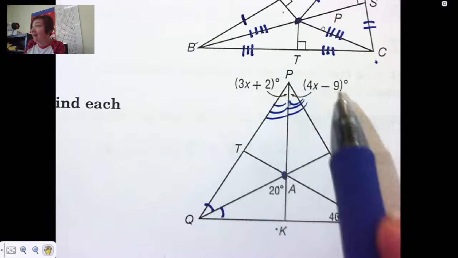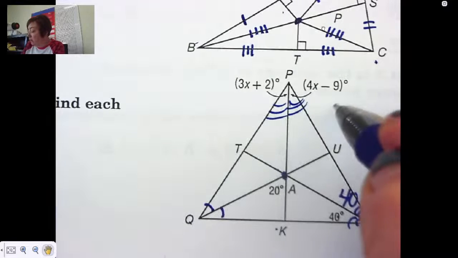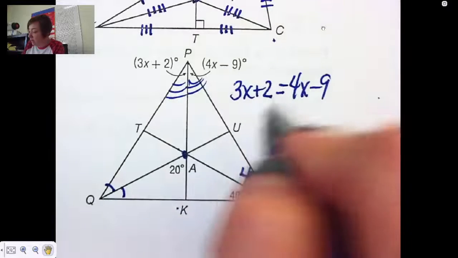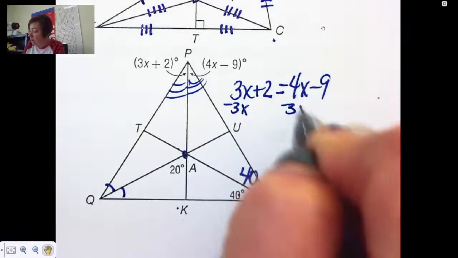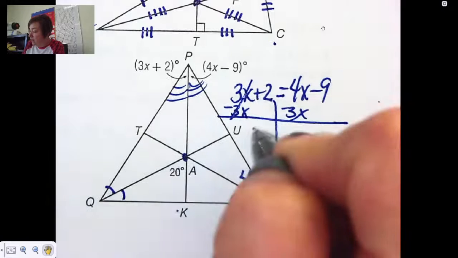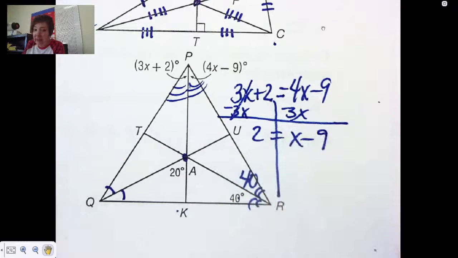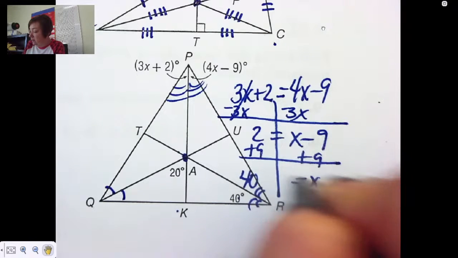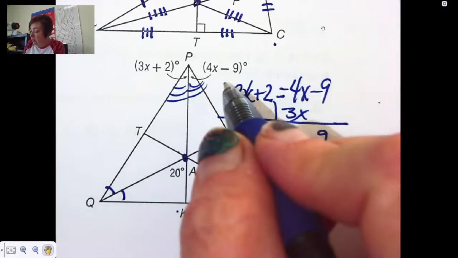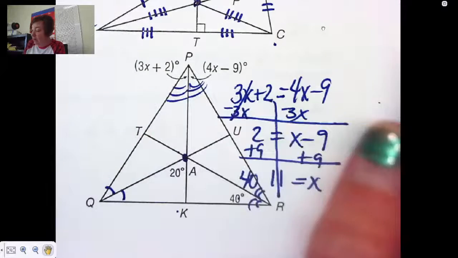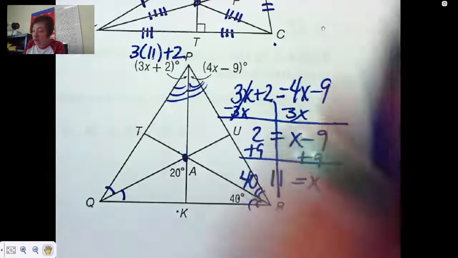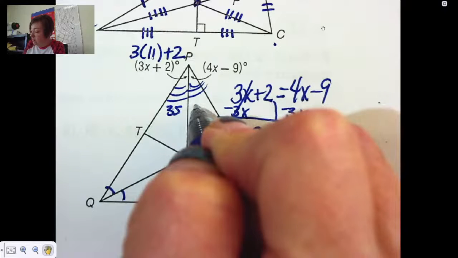What do we know about these two? They're the same. Can we find them? So we would set up a little equation where 3x plus 2 equals 4x minus 9. And then just solve it. So what would we do to solve it? Minus 3x, right? So we've got 2 equals x minus 9. Add that 9. So x winds up being 11. And then we'd have to plug that back in to find the angle. So we would do like 3 times 11 plus 2. So that's 35.